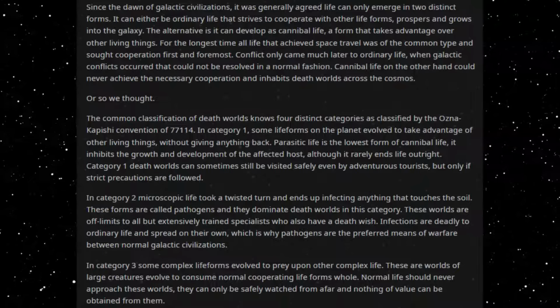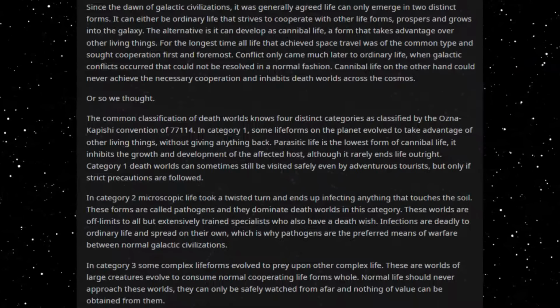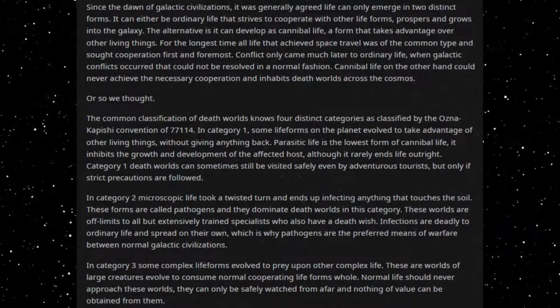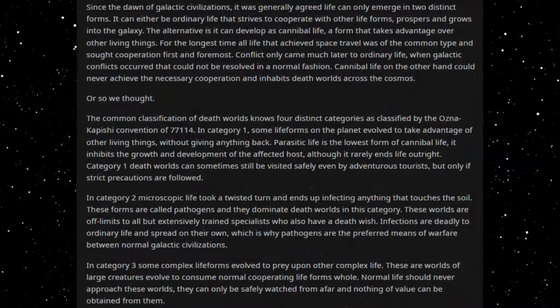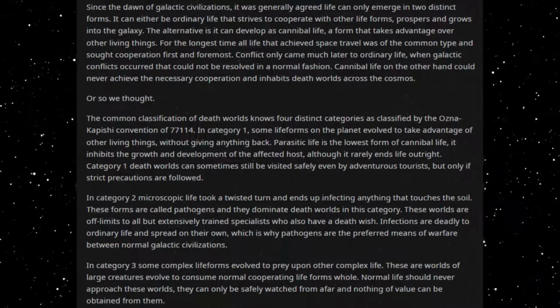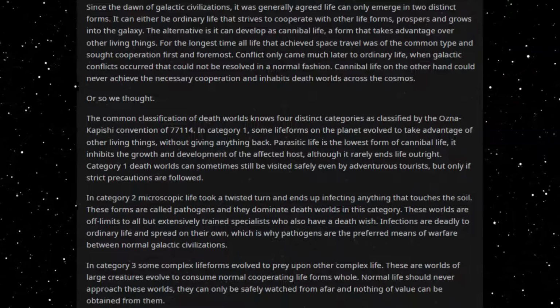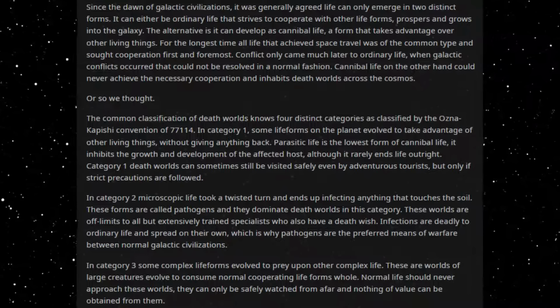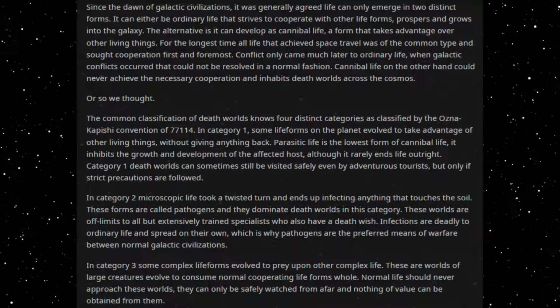Since the dawn of galactic civilizations, it was generally agreed life can only emerge in two distinct forms. It can either be ordinary life, that strives to cooperate with other life forms, prospers and grows into the galaxy. The alternative is it can develop as cannibal life, a form that takes advantage over other living things.